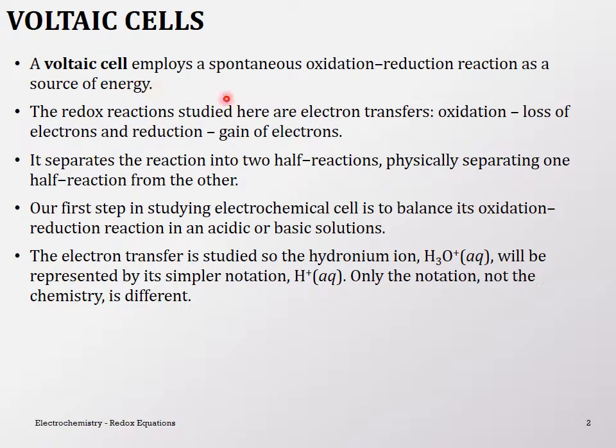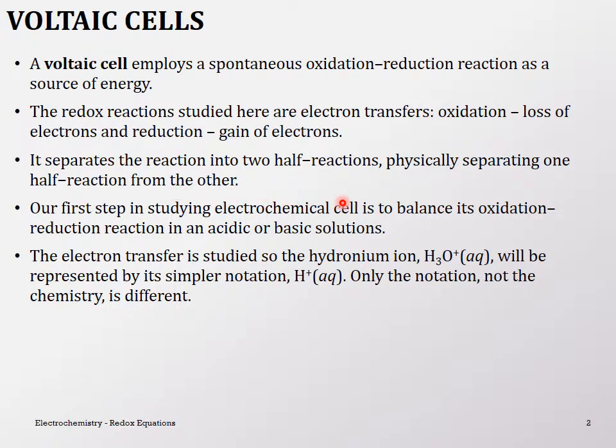Each voltaic cell has redox reactions where you have electron transfers going on. And back from GenChem 1, you will remember that oxidation is the loss of electrons and reduction is gain of electrons. So what we tend to do when we study these cells is separate them into two half reactions. One half reaction is for the oxidation, the other is for reduction.